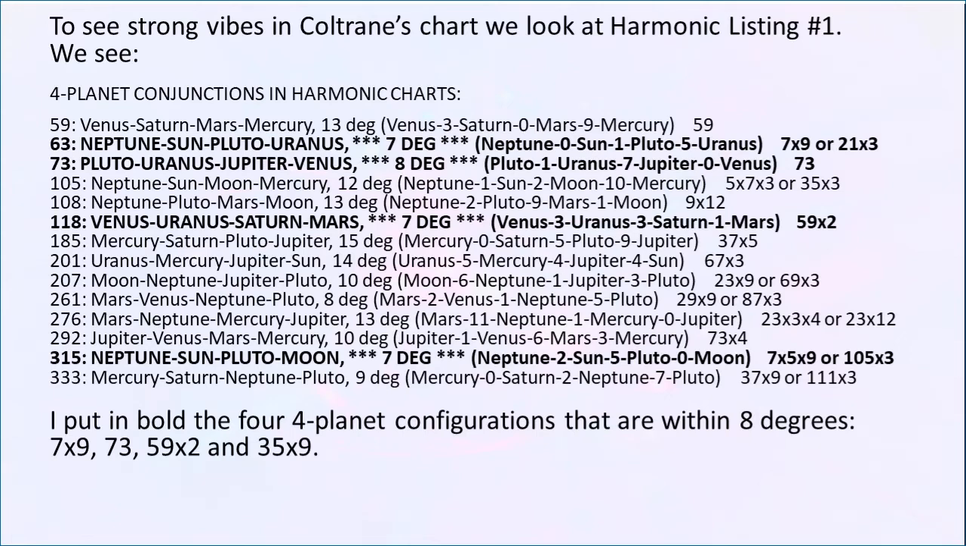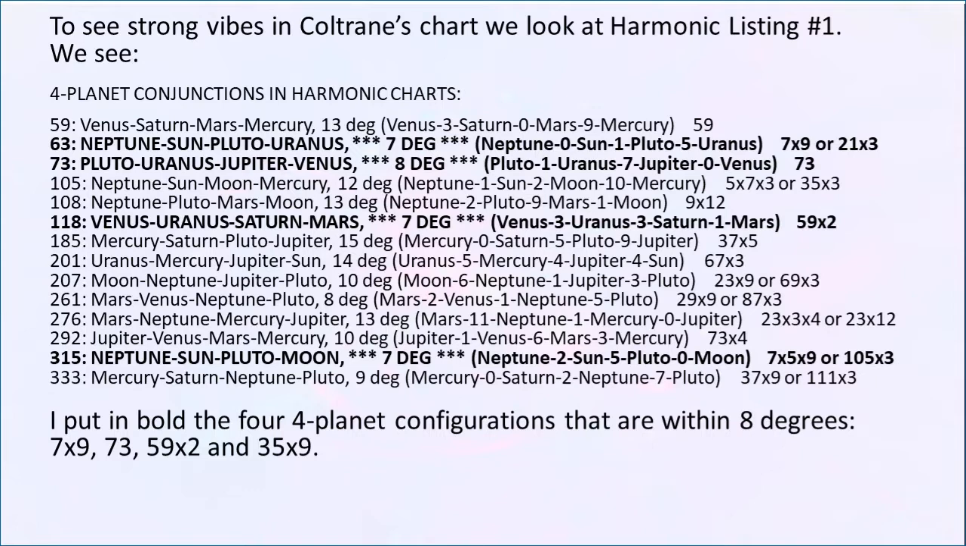Hello my friends, this is part 4 in a series of videos on developmental astrology. What we're going to do in this fourth video is look at more of the powerful planetary configurations in the birth chart of John Coltrane, and then we're going to see if they flow into my chart. That's the basic concept.